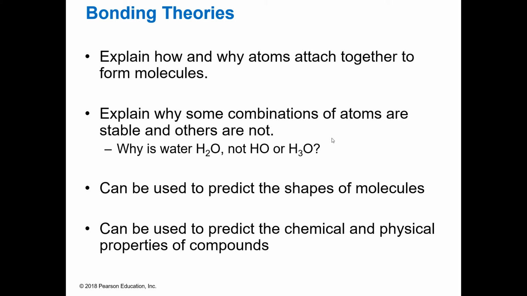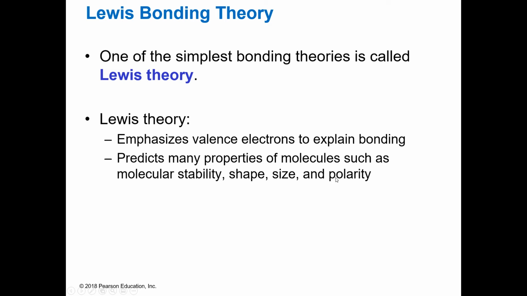We can look at the geometry or the shapes of our molecules, and this can help us predict physical and chemical properties. The Lewis bonding theory is what we're going to focus on along with the VSEPR theory. The Lewis theory is one of the simplest bonding theories, and this is all pretty much based on our valence electrons. So understanding how many valence electrons each atom has is super important.